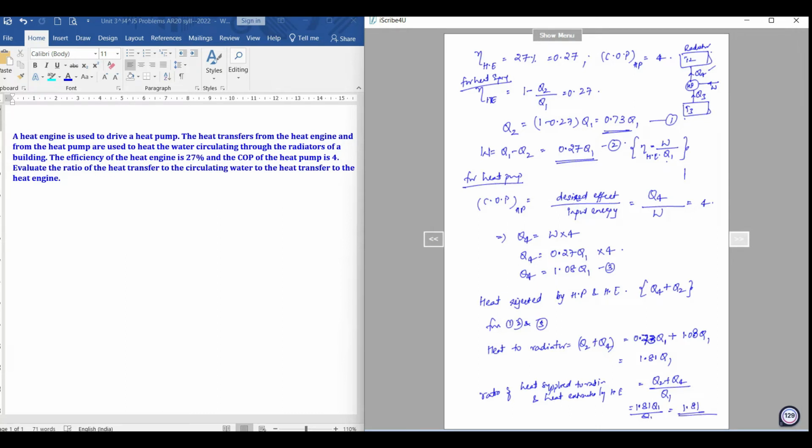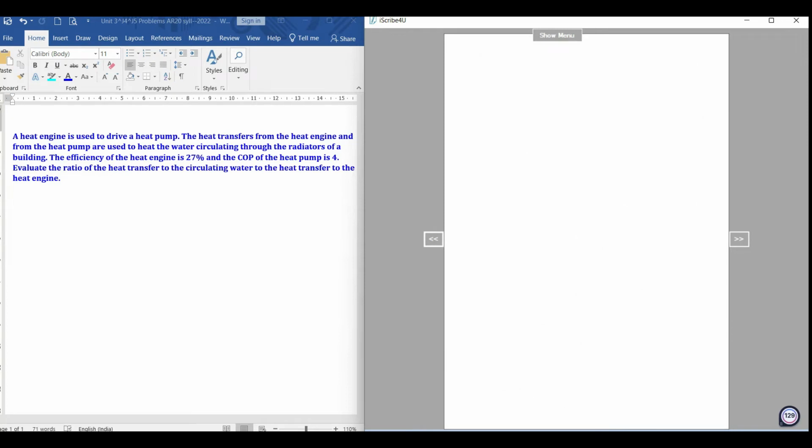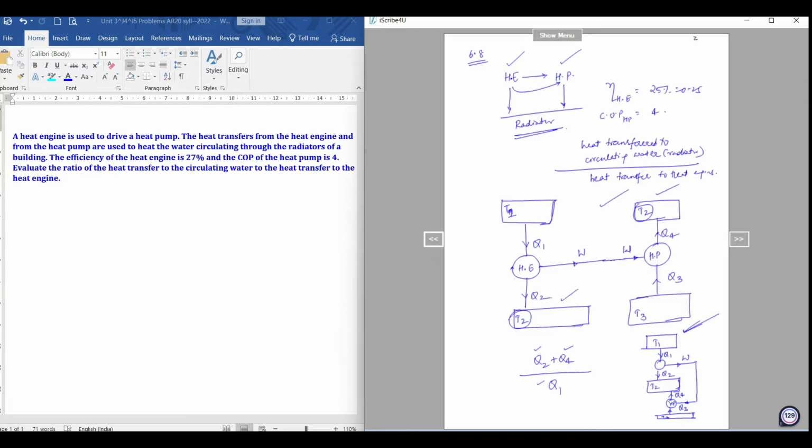Such a simple problem. So that's all. The key in this is to draw this diagram correctly. If you can draw this diagram properly, then half the problem is done. There is nothing much. In this particular problem, understanding this T2 is important.